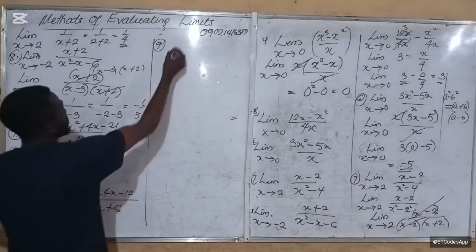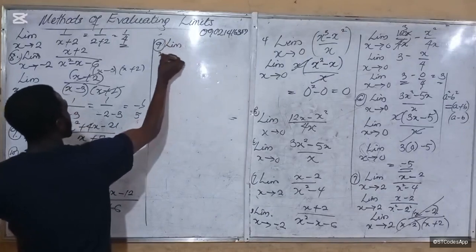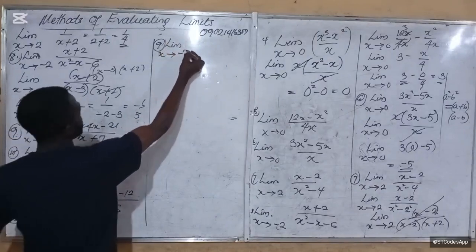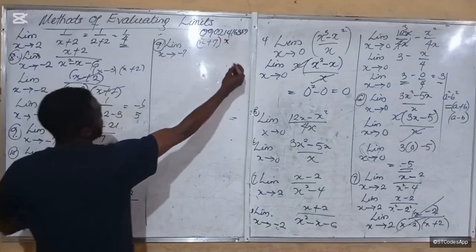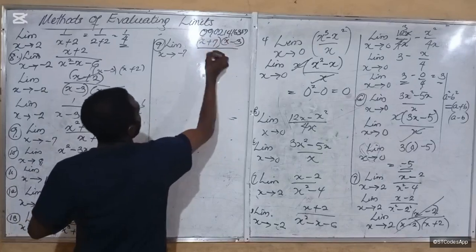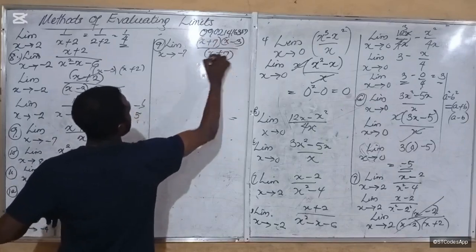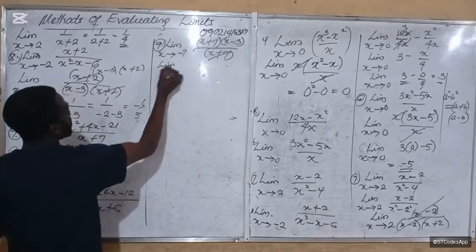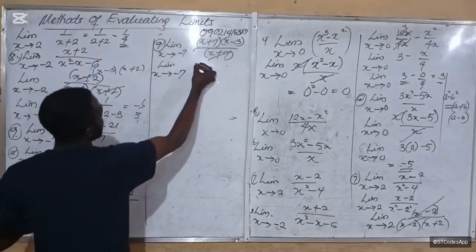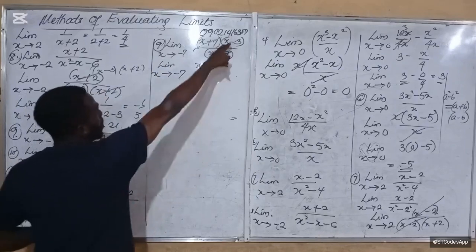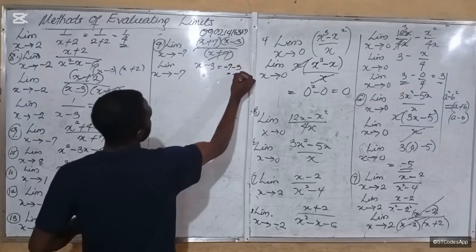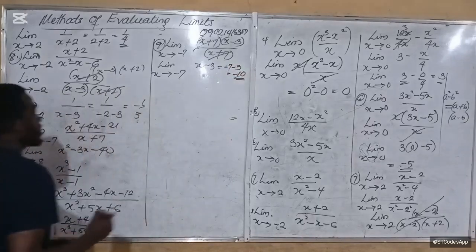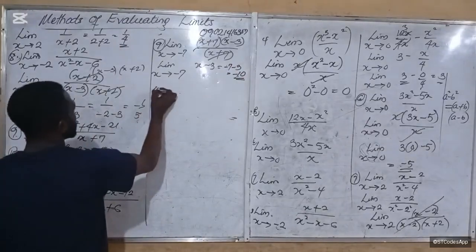So if that's the case, then we have the limit as x approaches minus 7 of x plus 7 times x minus 3 over x plus 7. So this takes care of this. And then we have the limit as x approaches minus 7 of x minus 3 only, right? So we substitute minus 7 to that, which is minus 7 minus 3, which is minus 10. So that's going to be our answer. Then let's go to number 10.